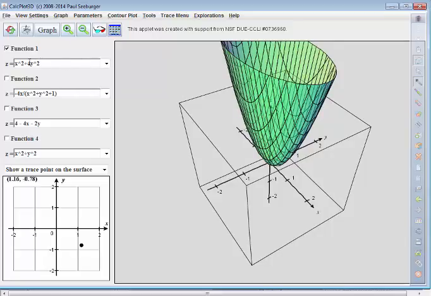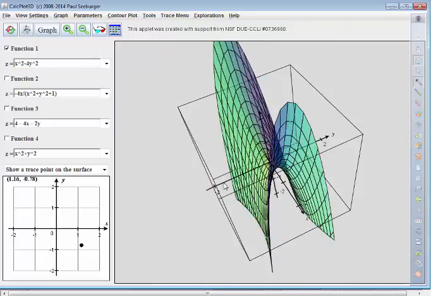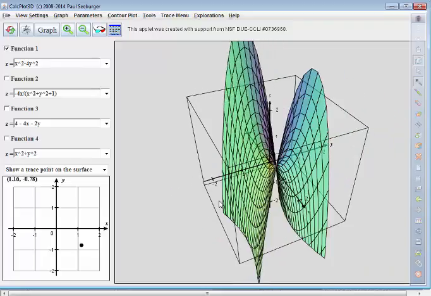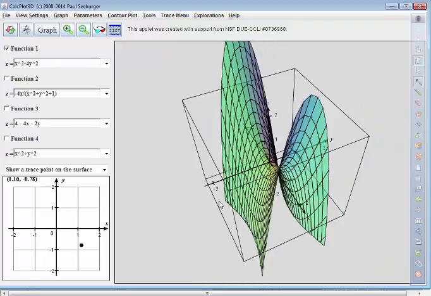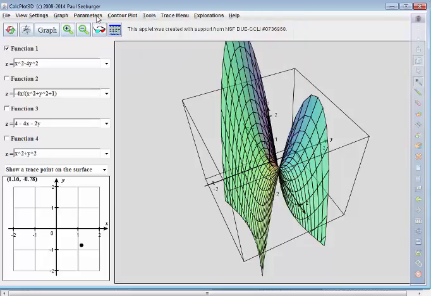If I put a minus sign in between, then it's going to be that saddle, that hyperbolic paraboloid. And with these, you can do contour plots, trace menu, tools. There's all kinds of other stuff that you can do here.